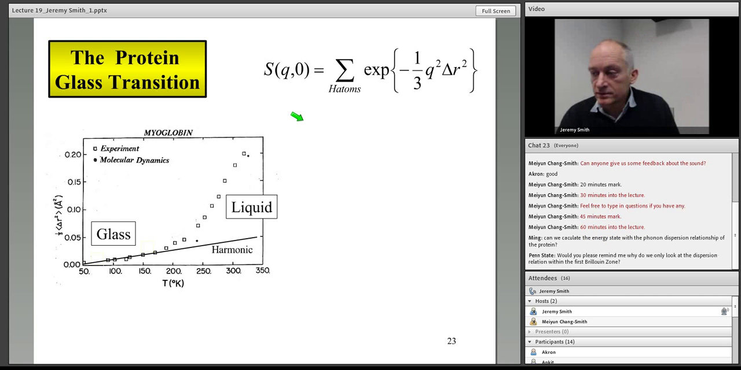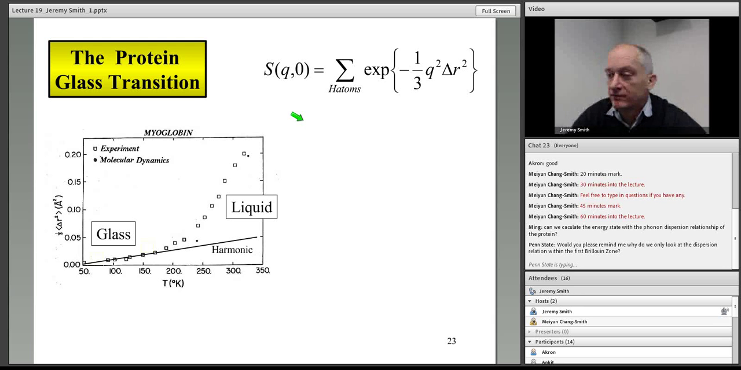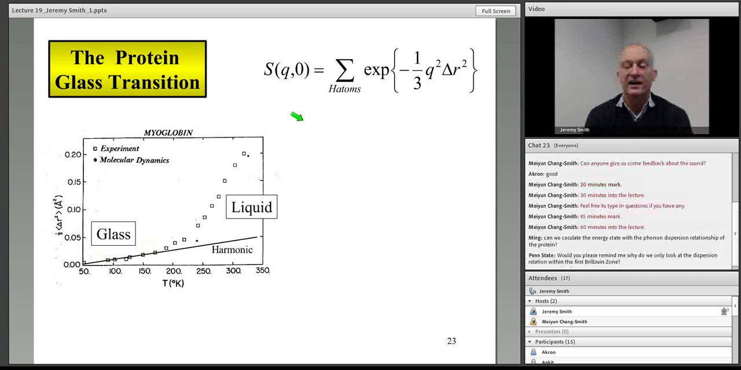Oh look, we've got some questions. The question is from Ming: can we calculate the energy state with the phonon dispersion relationship of the protein? I'll repeat that question.